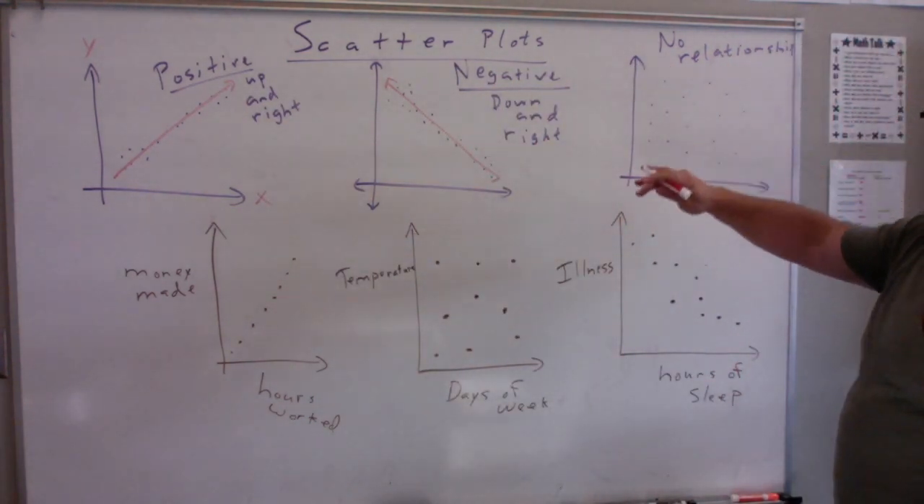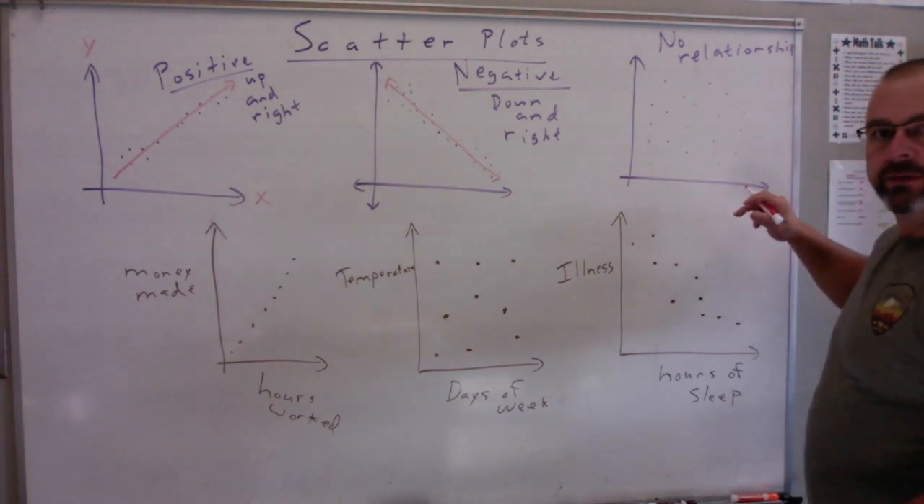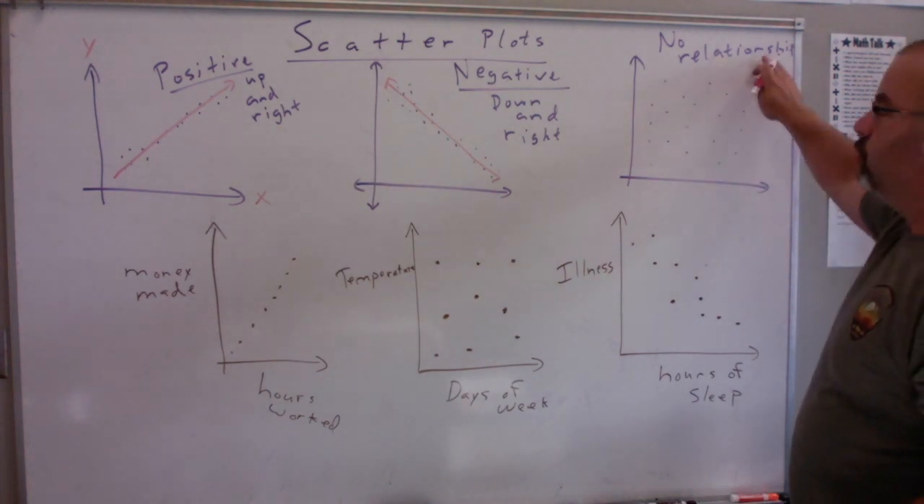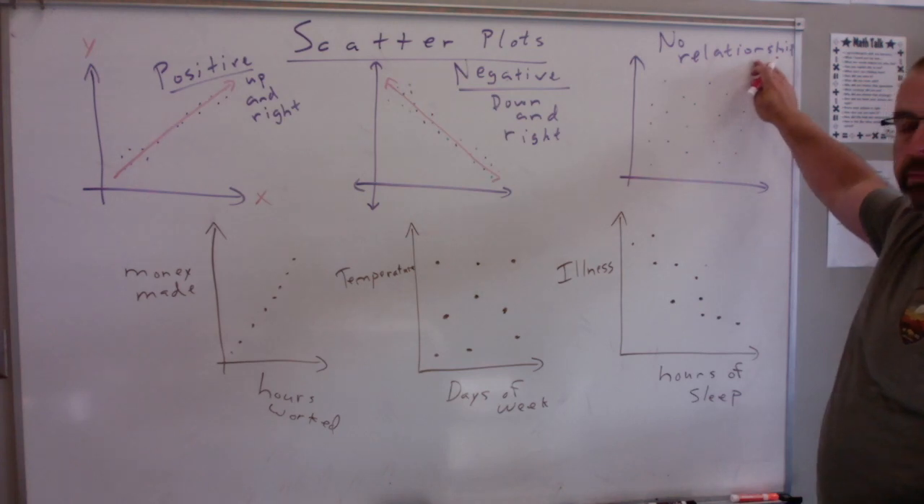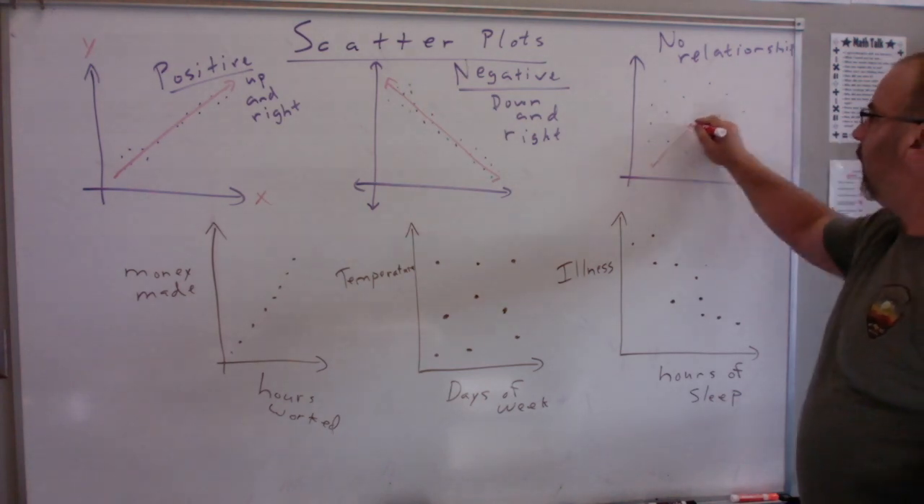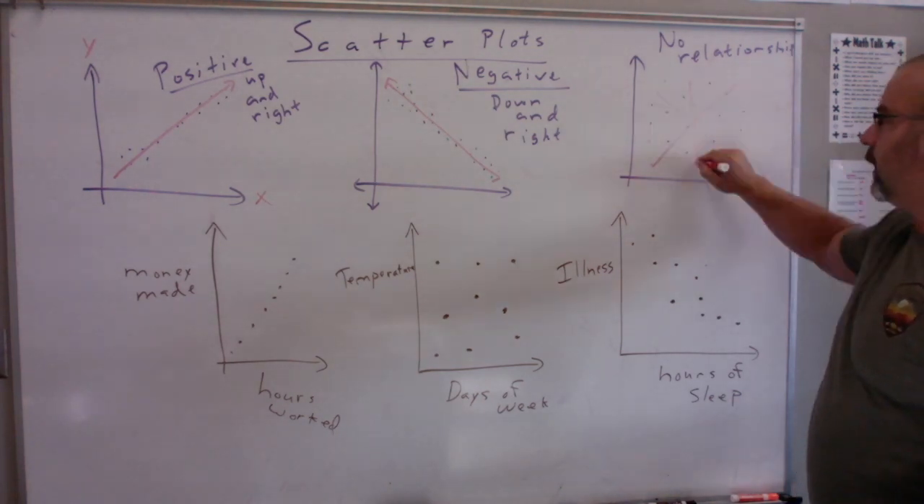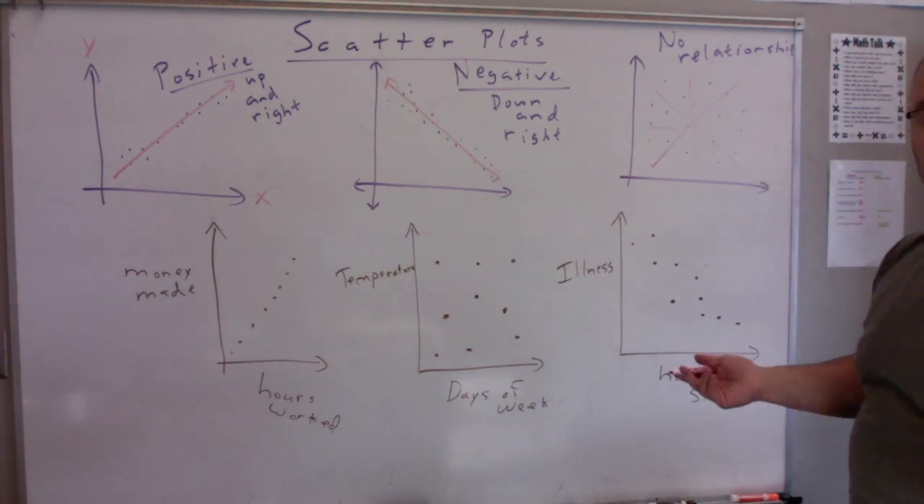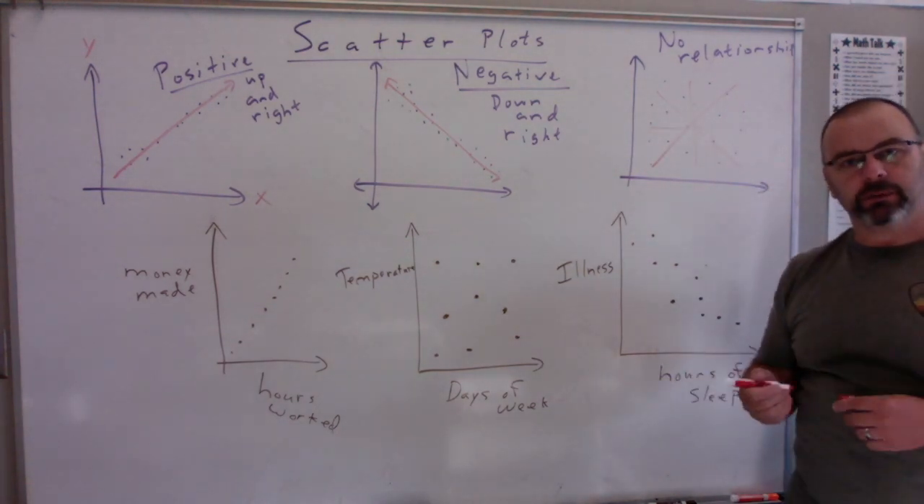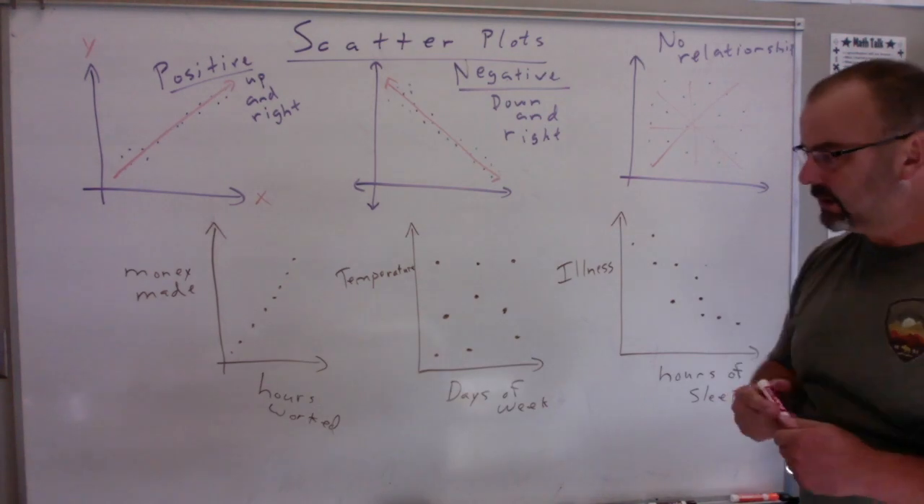What if the points are all over the place, like in this graph here? Then we would say that there's no relationship between the points. We can't put one line here, or one line here, or one line here to tell us where it's going. So it really doesn't have a relationship. So let's take a look at some examples.